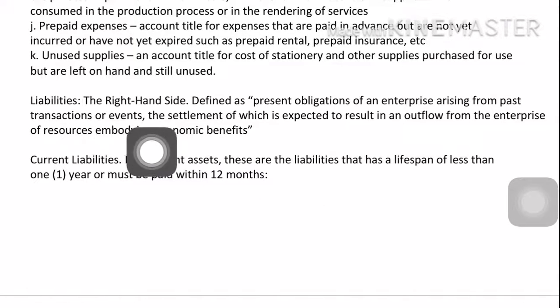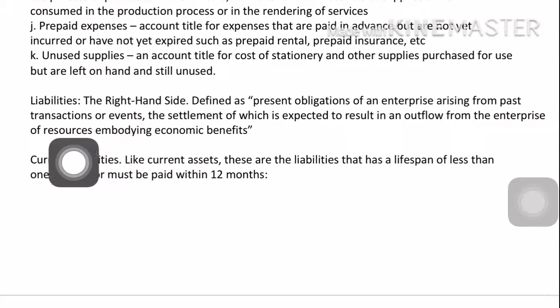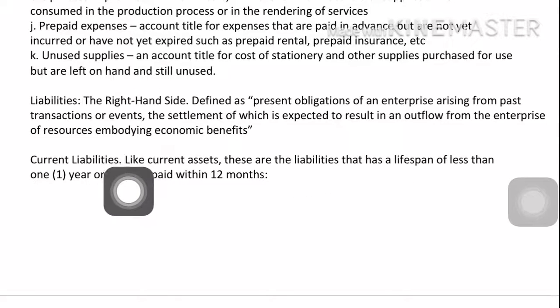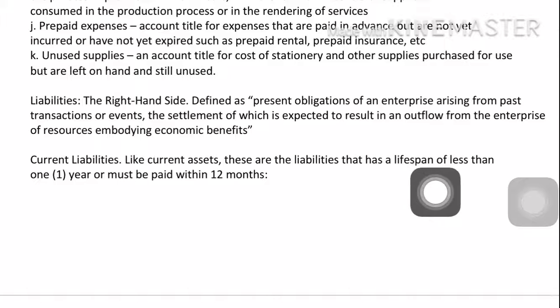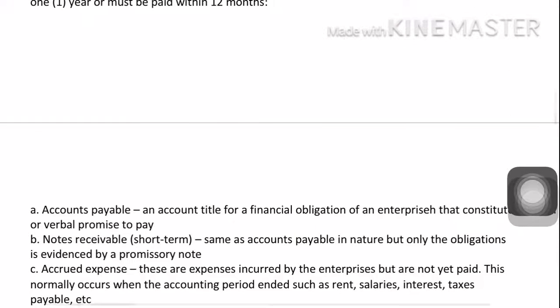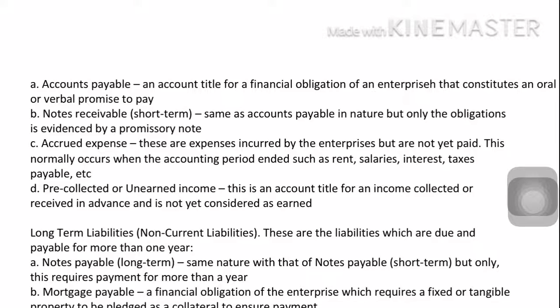The right hand side defined as present obligation of enterprise arising from past transactions or events, the settlement of which is expected to result in an outflow from the enterprise of resources embodying economic benefits. So, ang current liabilities is mabayaran mo siya dapat 12 months or 1 year. So, under niyo ang accounts payable.